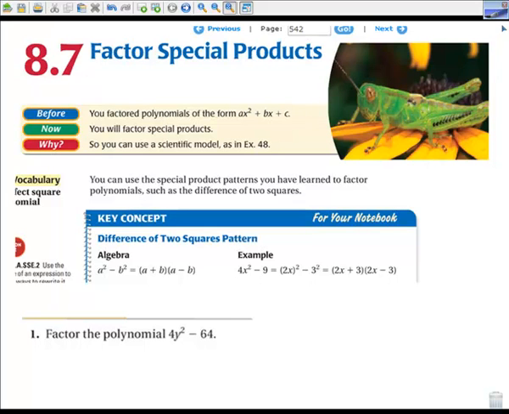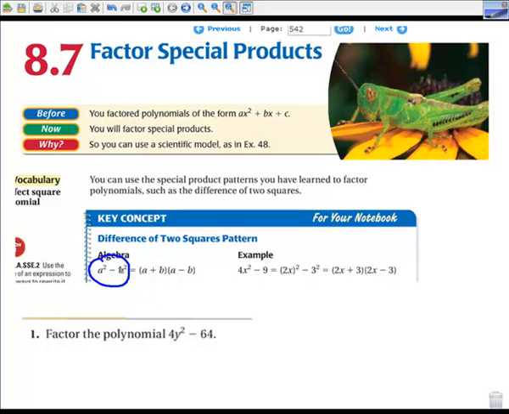Lesson 8.7 is factoring special products. In a previous lesson, you learned how to multiply the special products, and now we're going to undo that. So the first one we have is the difference of two squares, and the difference of two squares will always be in the form a squared minus b squared. So this is what we're interested in.